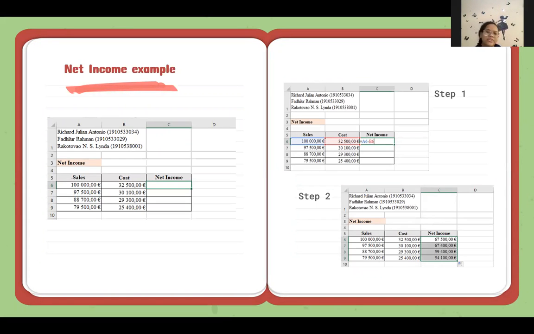And in order to get the other net incomes, we drag it down. As you can see in the right side of the slide, you drag it down so you can get the same formula for all the cells in the net income section.